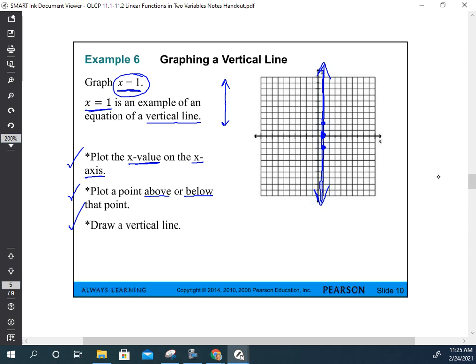Again, this is the type of line that you did in Algebra 1. If you didn't do it in Algebra 1, I can't say anything about that. I didn't teach Algebra 1 when y'all were freshmen. So that's how you do a vertical line. Any questions on a vertical line?